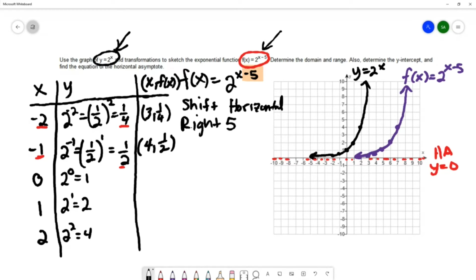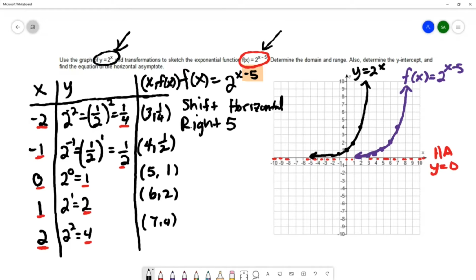The next point, 0, 1, we're going to shift that right 5. Right 5 only affects the x-coordinate, so I'm going to add 5 to the x-coordinate to get 5, 1. And then the next one is 1, 2. We're going to shift right 5 to become 6, 2. We have the point 2, 4. If we shift right 5, that will become 7, 4.